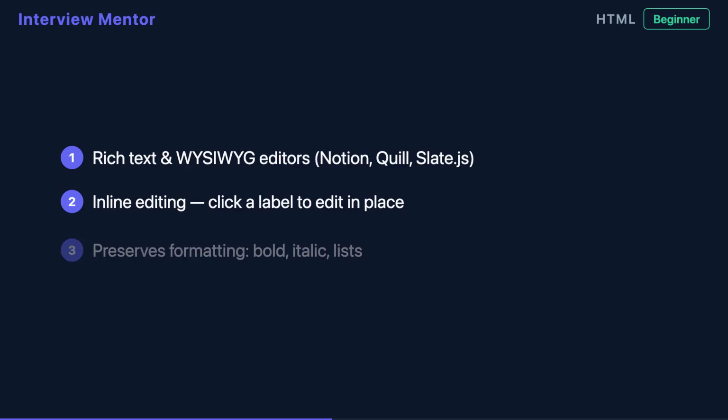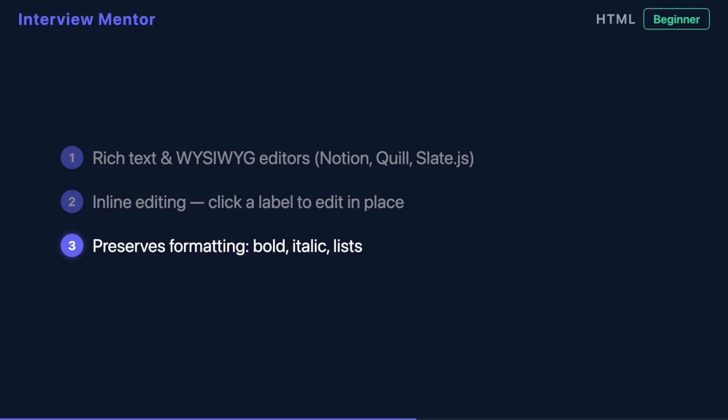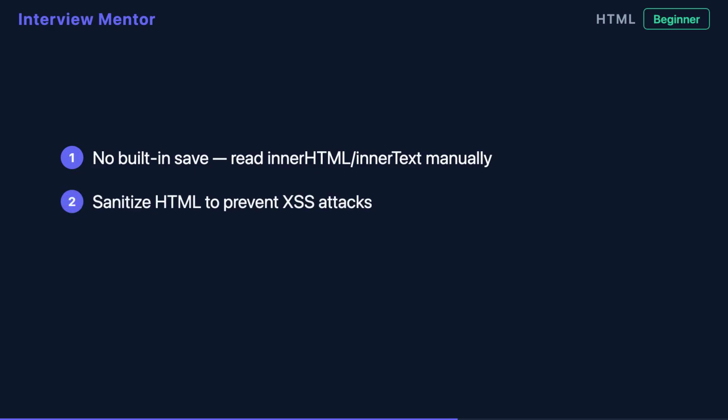So, where does this show up in the real world? The biggest use case is building rich text editors and WYSIWYG tools. Products like Notion, Quill and Slate.js use contenteditable as their foundation. You also see it used for inline editing. Think of a settings page where you click a label and it becomes editable in place without navigating to a separate form. It gives you a much richer editing experience than a plain input field, because the browser preserves formatting like bold and italic.